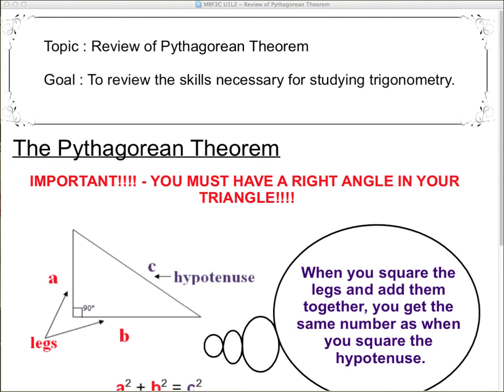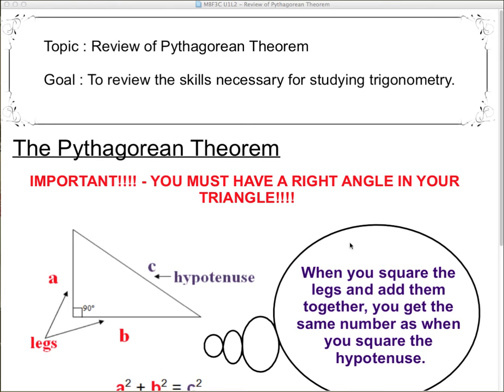Now, Pythagorean theorem is related a lot to some of the trigonometry stuff that we're going to do. And the reason that it's related is because of this first thing that says important. You must have a right angle in your triangle. So we're going to be doing a lot with right angle trigonometry. So that is important. That's why it's in red right across the top of my page. And if you printed out these sheets in red too, they'll be in red on your page as well. It is important. You cannot use Pythagorean theorem unless you have a right angle in your triangle.